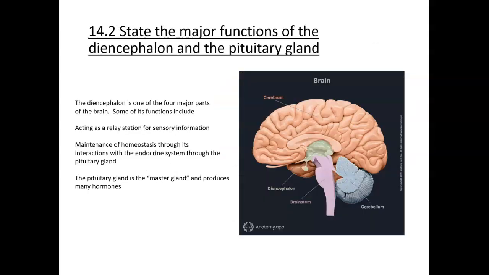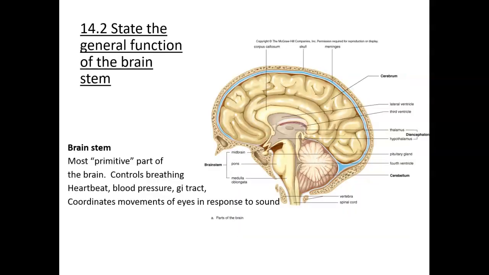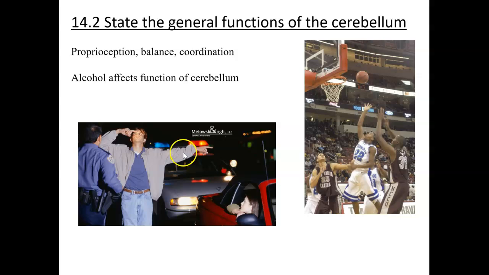So let's see. We've got the cerebrum, the diencephalon. The cerebrum does the big thinking, and the diencephalon is the relay station and controls the pituitary gland. The brainstem has our primitive functions like breathing and heartbeat, and then the last part of the brain down here is the cerebellum. And the cerebellum controls something that you might not even realize you have. It's called proprioception.